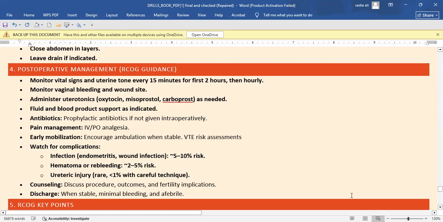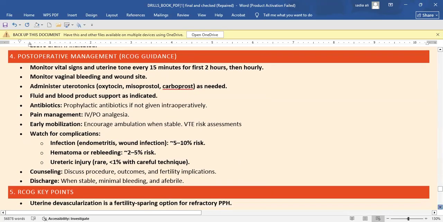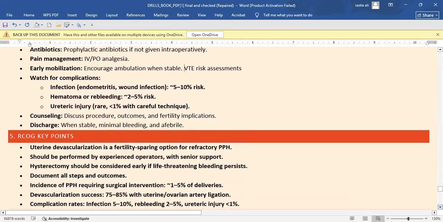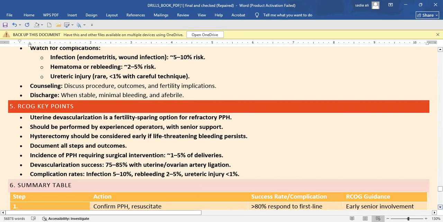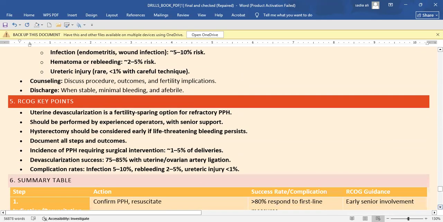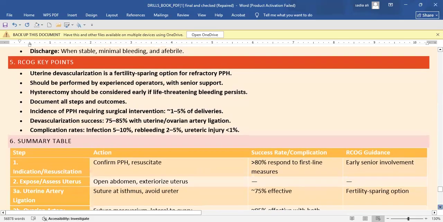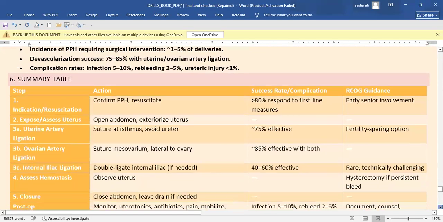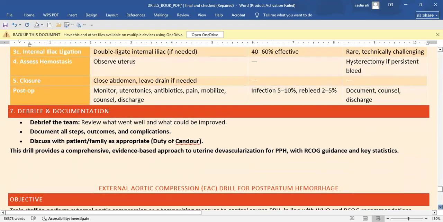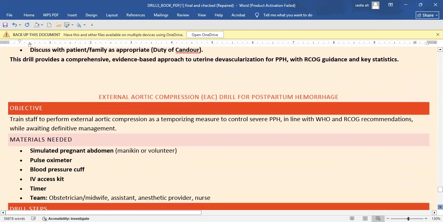And then hematoma or rebleeding can occur in 2 to 5%, and ureteric injury is less than 1%. And then counseling the patient, debriefing, documentation, and duty of candor, and then incidence of the PPH and recurrence, devascularization success. I have told you already.